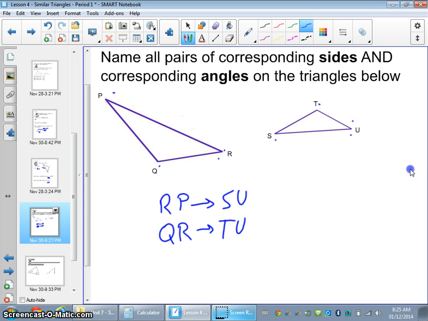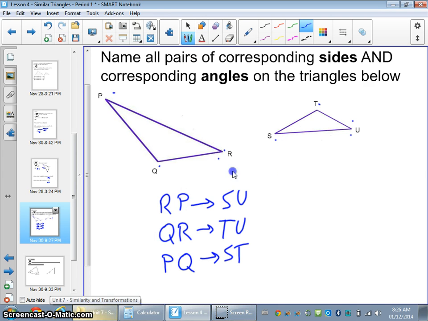Remember, the order the letters are in doesn't really matter. And then the last side here is PQ, and that corresponds to the short one here is from, ooh, did I do that one wrong? Nope, sorry, PQ is the medium one, and here ST is the medium one, so that's good. So those are all the sides that correspond with each other.